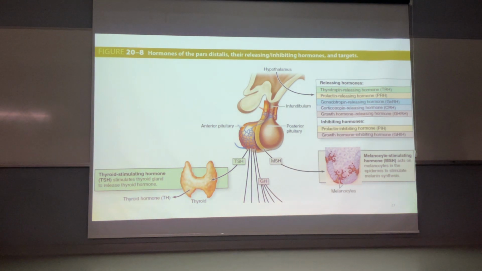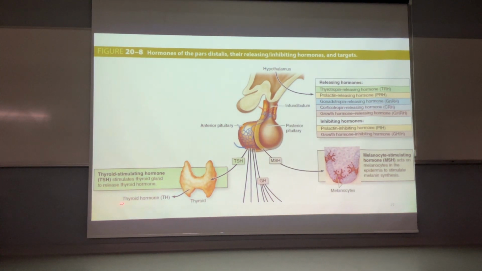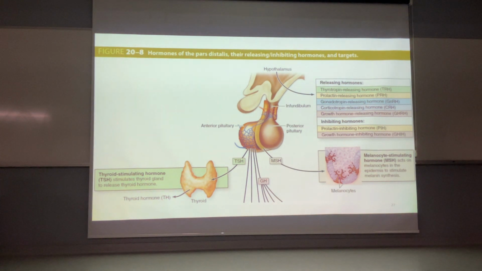And after the cells are affected with hormones from the hypothalamus, the adenohypophysis starts to produce, for example, TSH, thyroid stimulating hormone, produced from the basophilic cells, which can affect the thyroid gland to produce the thyroid hormone. And also melanocyte stimulating hormone can affect the melanocytes to produce the melanin pigment, a melanin synthesis.